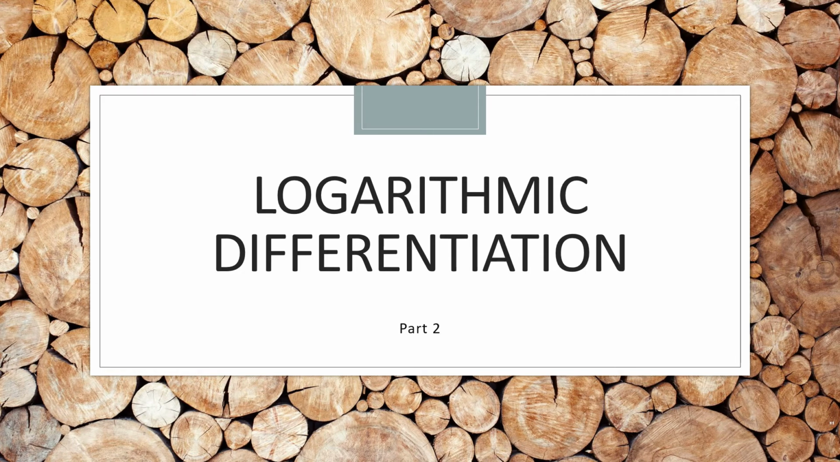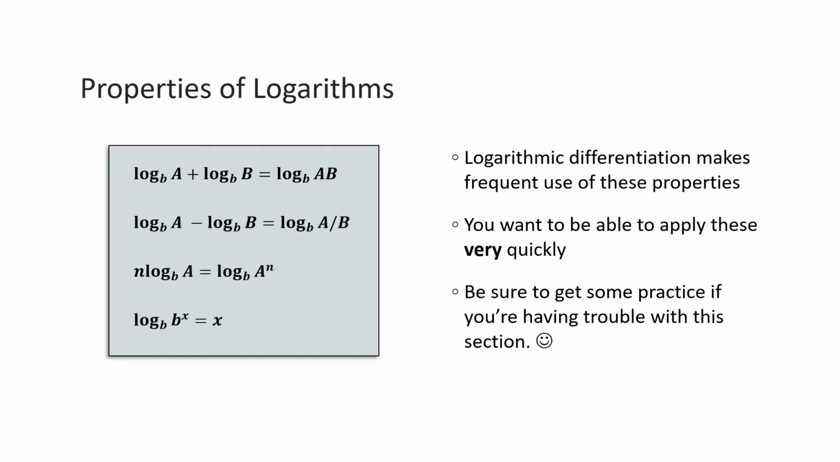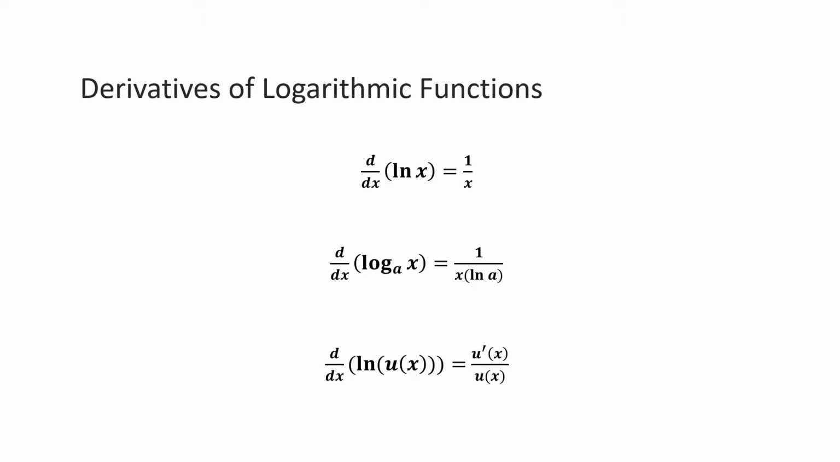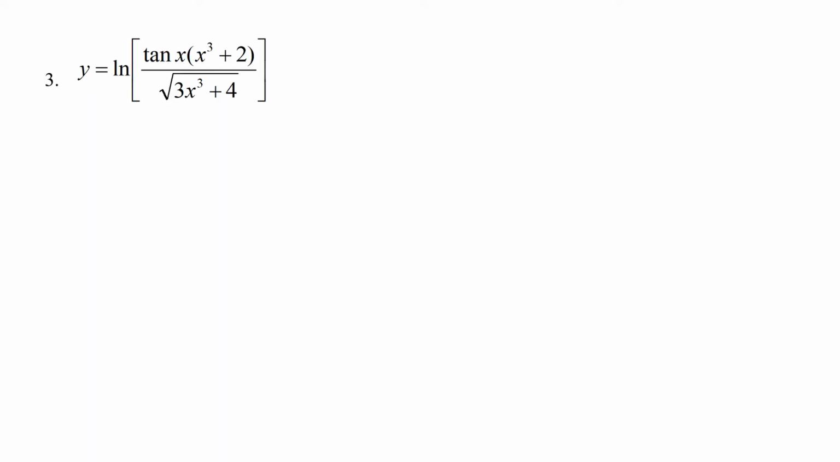Logarithmic differentiation, part 2. A quick reminder that you should know your properties of logarithms, and that these are the derivatives of logarithmic functions that we'll be using a lot. In particular, we're going to be using a lot of this chain rule with the natural log function. So we have y is equal to the natural log of tangent x times x cubed plus 2 all over the square root of 3x cubed plus 4.